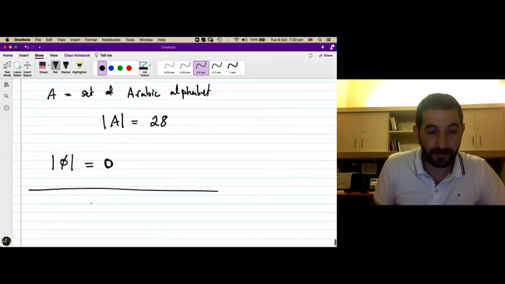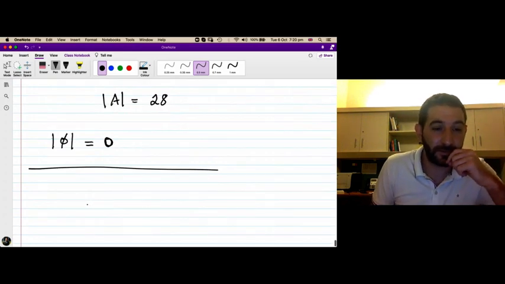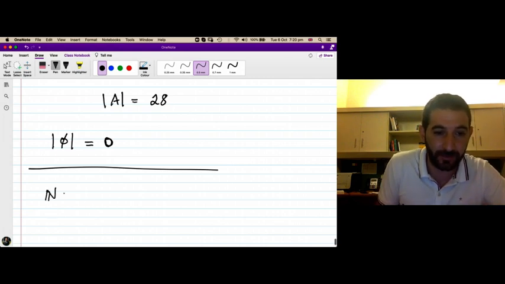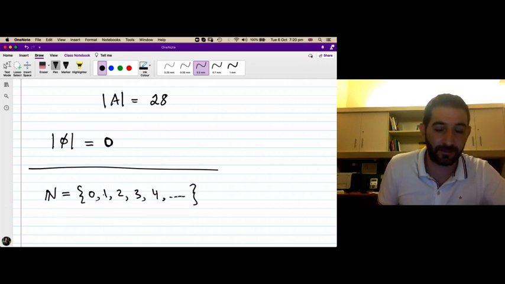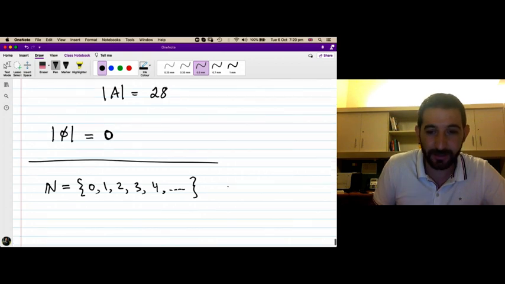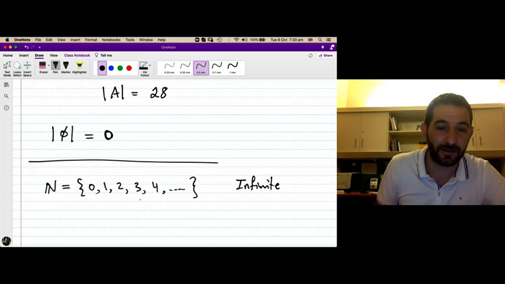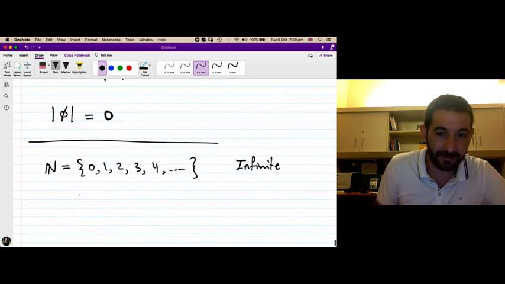Okay, now sometimes we can't find a natural number n such that A contains n elements. For example, look at the set of natural numbers. It contains 0, 1, 2, 3, 4, and so on. We can't say that this set contains 5 elements, or 6 elements, or 1 million elements, or 10 billion elements. This set we call infinite, and we say it has an infinite cardinality. So this set is infinite, it's not finite.